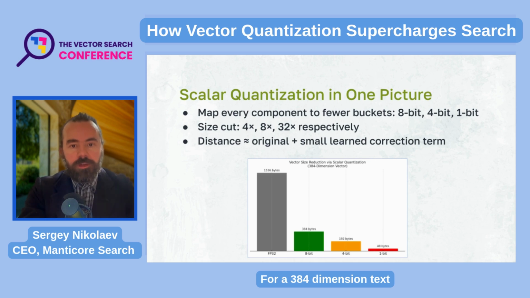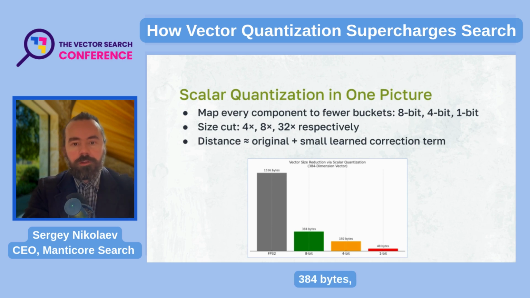For a 384-dimension text vector at 8 bits, the record falls from 1536 bytes to 384 bytes, 4 times smaller. At 4 bits, it's 192 bytes and an 8-fold cut. At 1 bit, it's just 48 bytes, 32 times smaller.